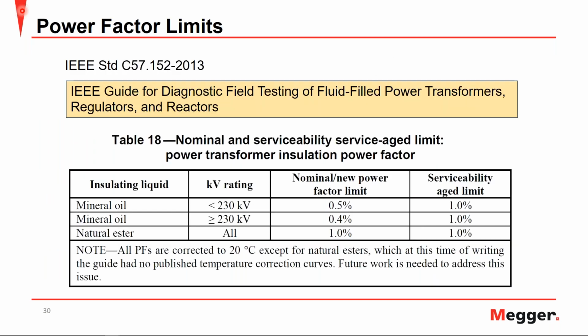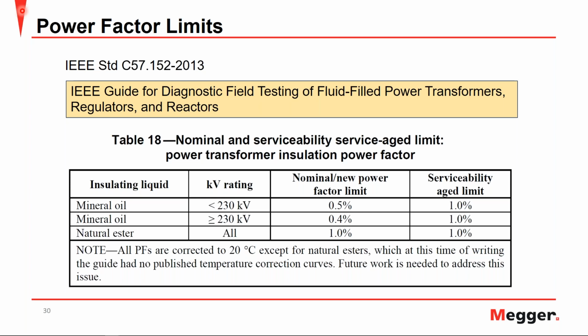Looking into the IEEE Standard C57.152, we can see that Table 18 contains the nominal and serviceability age limit for power transformer insulating power factor. Looking at the insulating liquid of mineral oil, if your transformer has a kV rating less than 230 kV, your nominal or new power factor limit is going to be 0.5%, while the serviceability age limit is 1%. If the transformer utilizes mineral oil and is rated above 230 kV, you can see the nominal or new power factor limit being 0.4%, while the serviceability age limit is 1%.